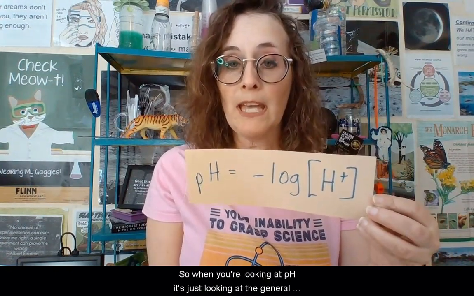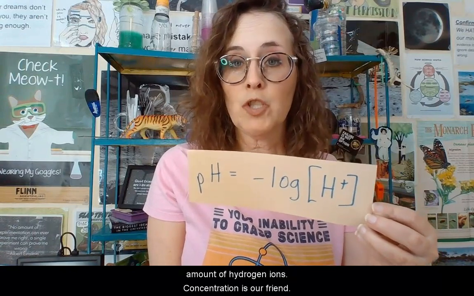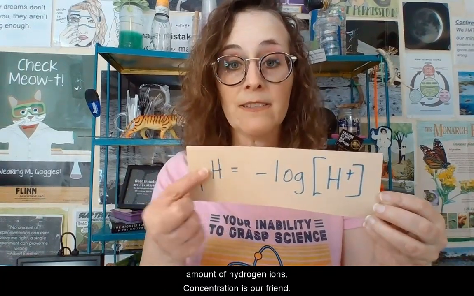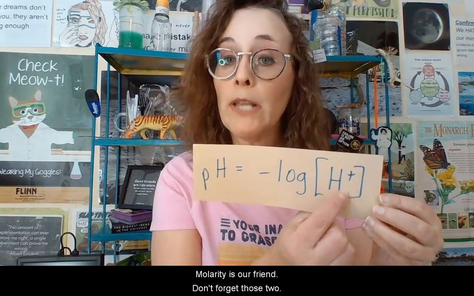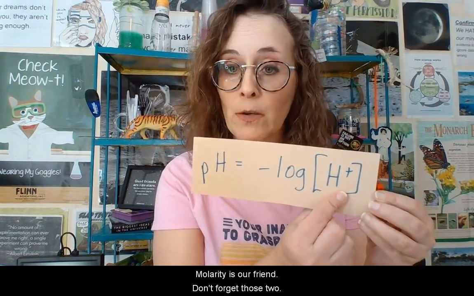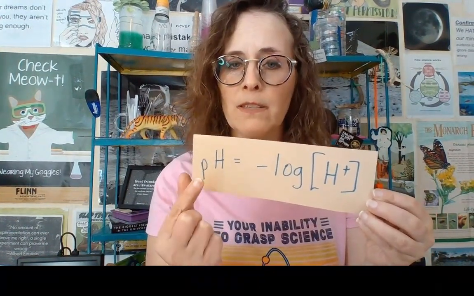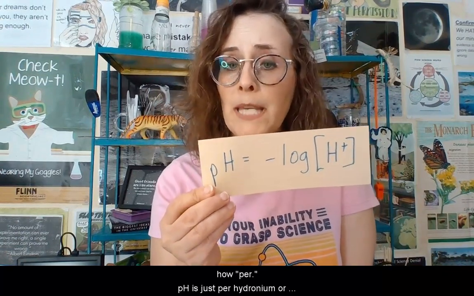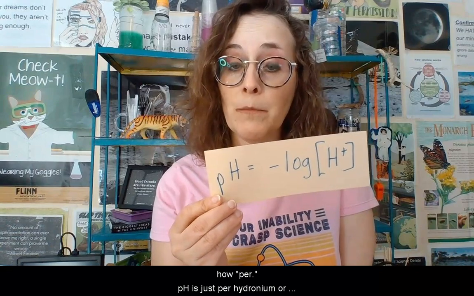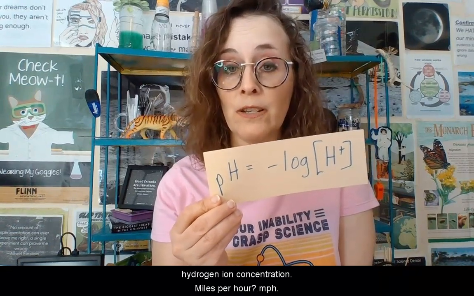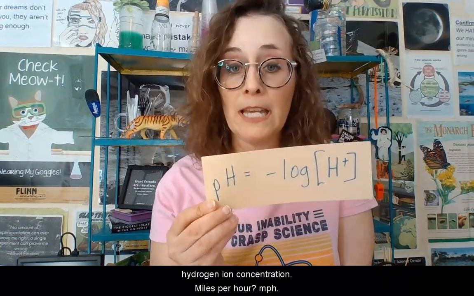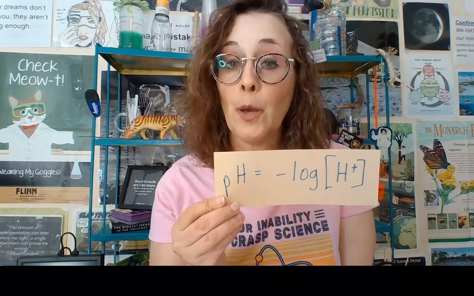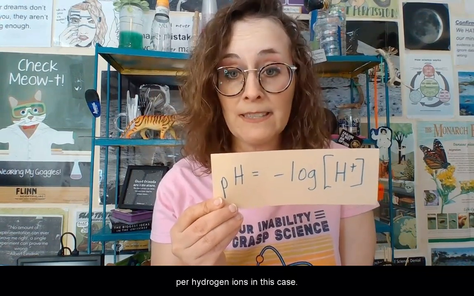So when you're looking at pH, it's just looking at the general amount of hydrogen ions. Concentration is our friend. Molarity is our friend. Don't forget those two. Sometimes I think about P as per. pH is just per hydronium or hydrogen ion concentration. Miles per hour, mph. pH per hydrogen ions in this case.